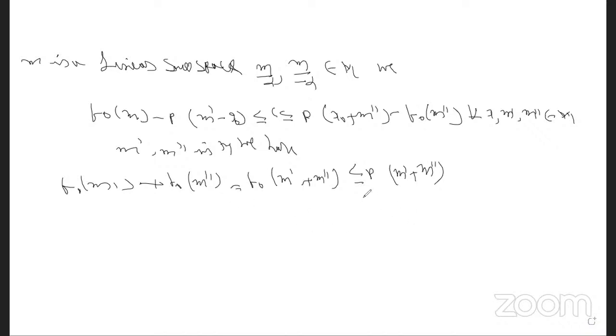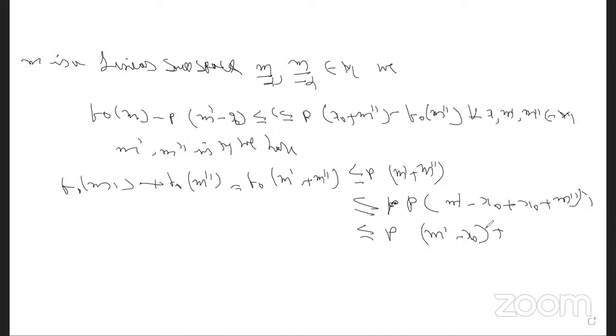So here what we will do, in this case p of m' plus m'', we are adding and subtracting x naught for adjustment purposes. P of m' minus x naught plus x naught plus m'' is less than or equal to p of m' minus x naught plus, because minus x naught we added and x naught subtracted.